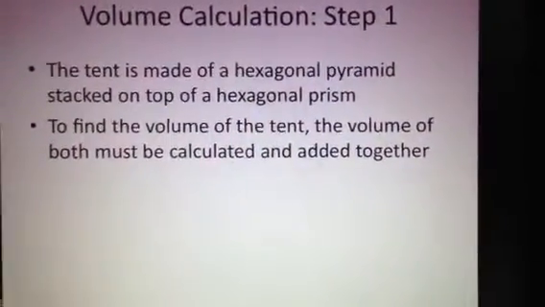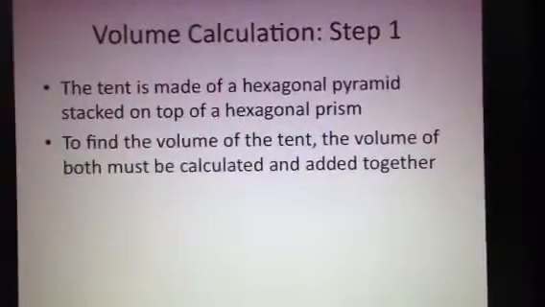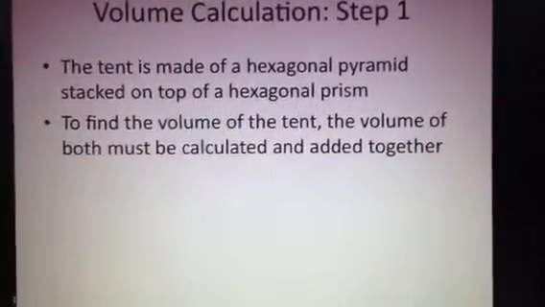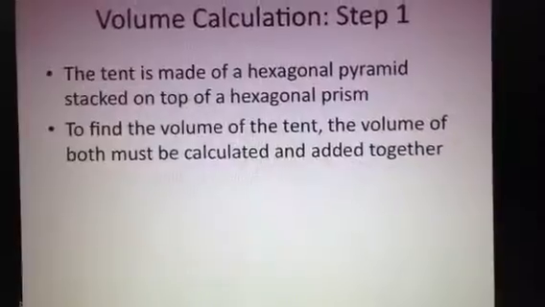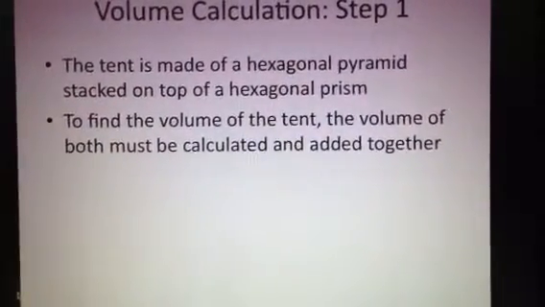So in terms of volume, the tent is essentially a hexagonal pyramid on top of a hexagonal prism. So to find the volume, you just need to find the volume of these two shapes separately and add them together.